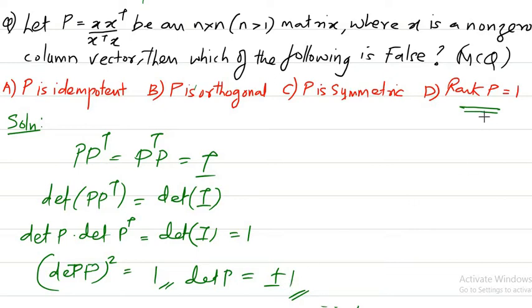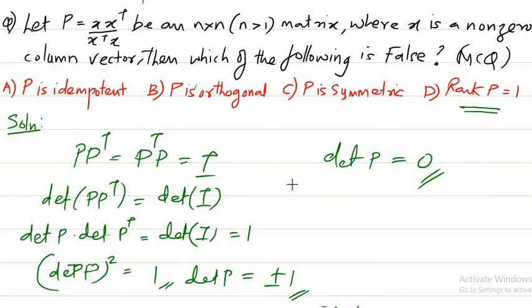But if rank of P is 1, what happens? If rank of P is 1, then the determinant of P is going to be 0. Because if you want your matrix to have full rank, then the matrix should be a non-singular matrix, because we have a square matrix case here. So we have to have a non-singular matrix.